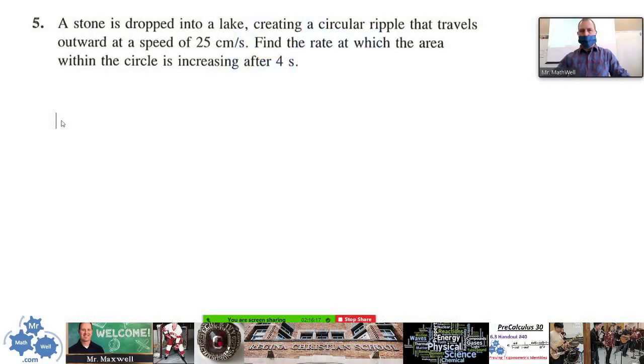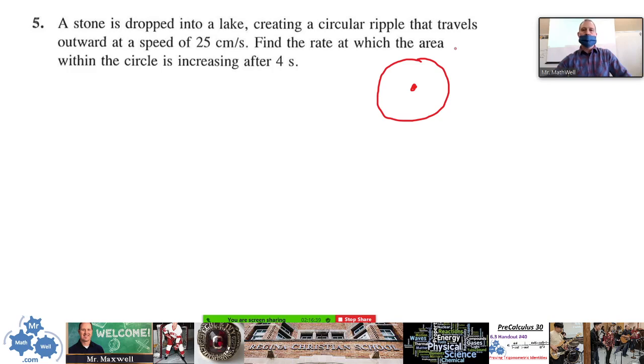All right, Calculus 30. This is number 5 in section 3.5. Related rates. So a stone is dropped into a lake, creating a circular ripple that travels outward at a speed of 25 centimeters per second. So a stone in a lake, a ripple. The ripples emanate from where the stone is dropped in a circular pattern.